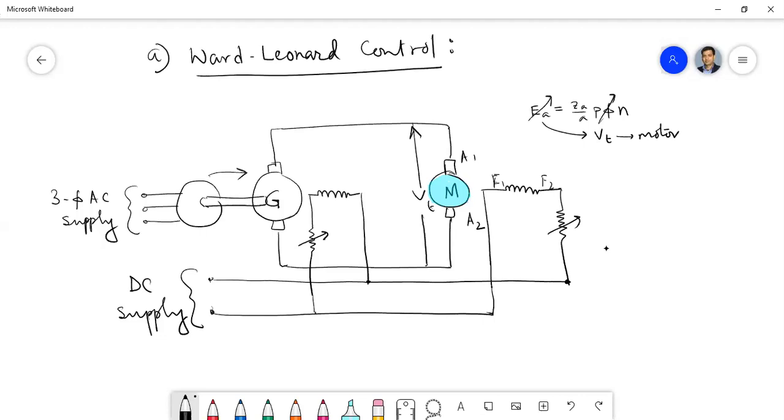Is this clear? But what you need is two additional machines. One is a DC generator, another is the three-phase induction motor. So this is basically the three-phase induction motor, and this is the DC generator, and this is the DC motor.